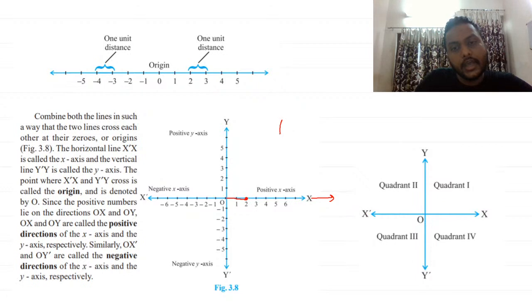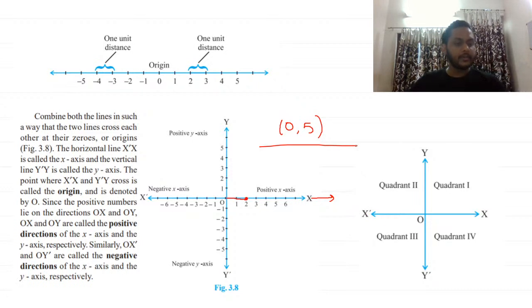Similarly, if I ask you, we have a point 0 comma 5. Yes, where will this point lie? 0, 5. Come on, tell me. Where will this point lie? Am I clear?